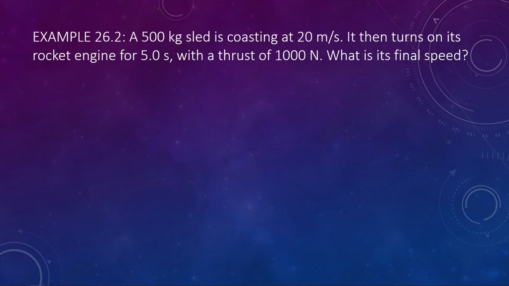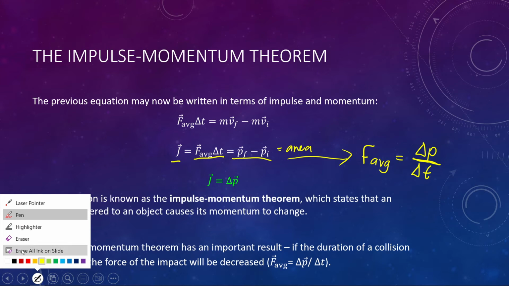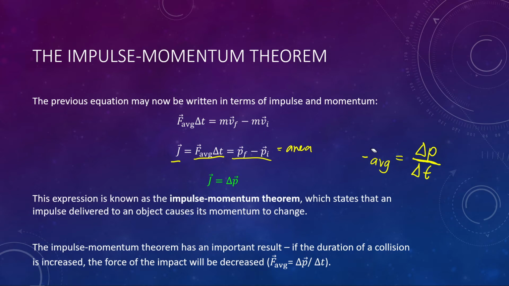So this is an impulse momentum theorem problem. J is equal to delta P. You deliver an impulse, you change the momentum. Well, at this point, let's go back to the equation here. Notice that impulse could be F average delta T, it could be P final minus P initial, it could even be area under a curve. So there's numerous ways in which you could try to solve this equation.